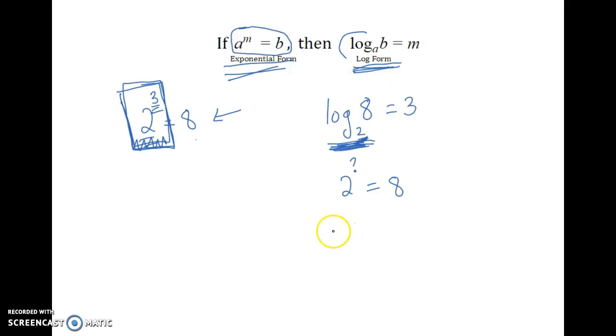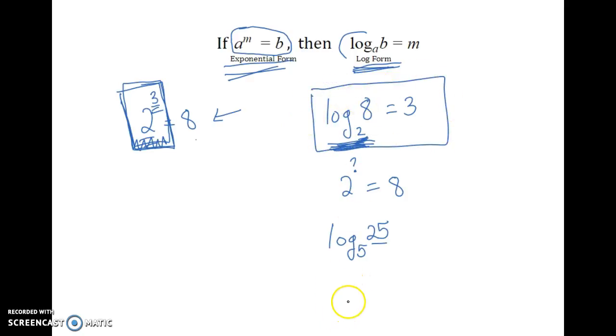Another one that's pretty straightforward is log base 5 of 25. That's how I read that, log base 5 of 25. And what do you think the answer to this one would probably be, based off what you know here? And if you're not sure what to think, we'd be asking ourselves, what power would I raise this to if I wanted to land here? So if you're thinking the answer here is 2, you are 100% correct. Good job.